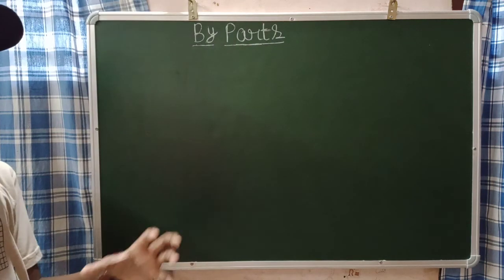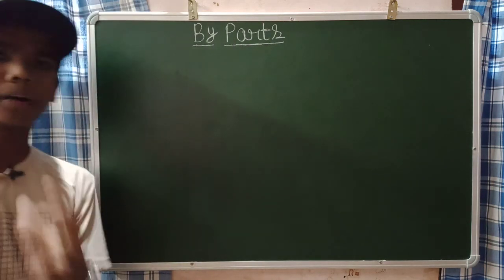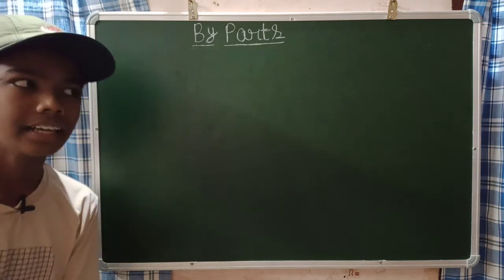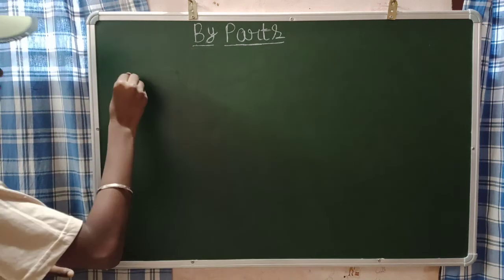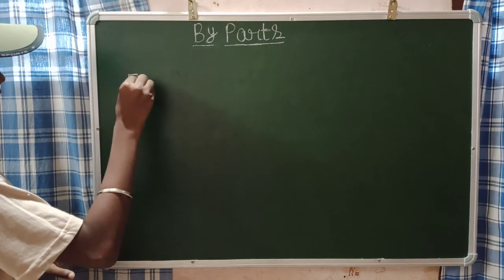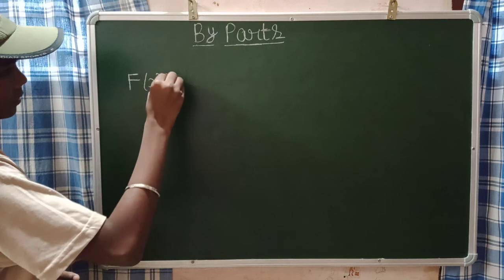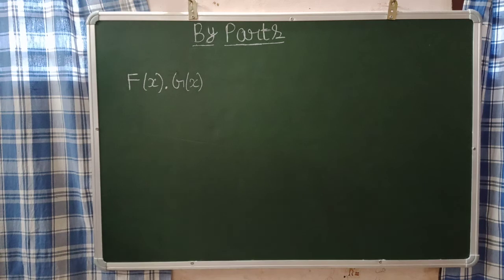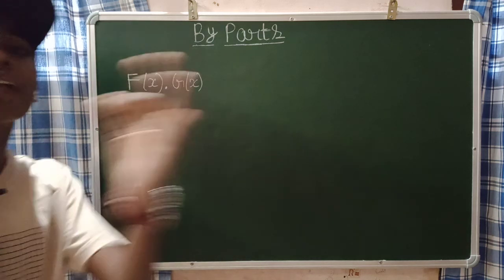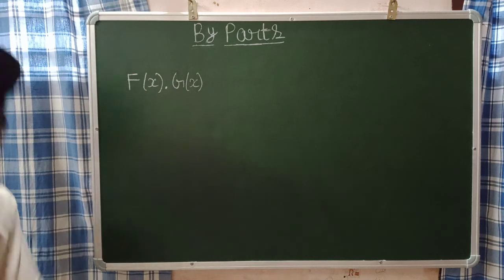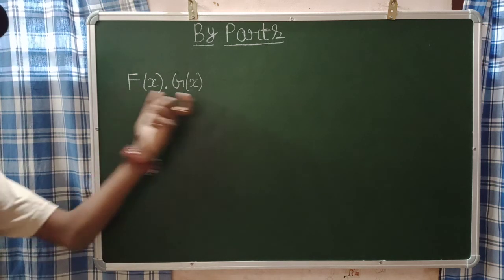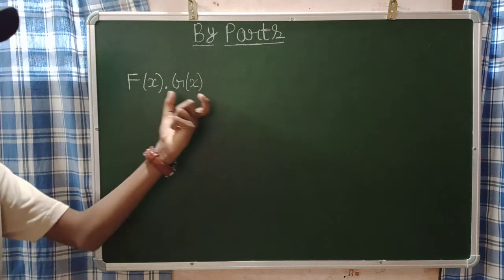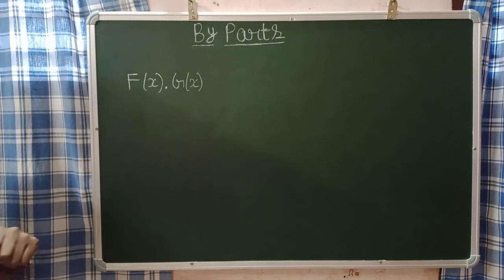So by parts, what is this by parts rule and what does this by parts rule say? Let me say there are two functions, f of x and g of x, in their product. That means f of x into g of x. This is the product of these two functions.